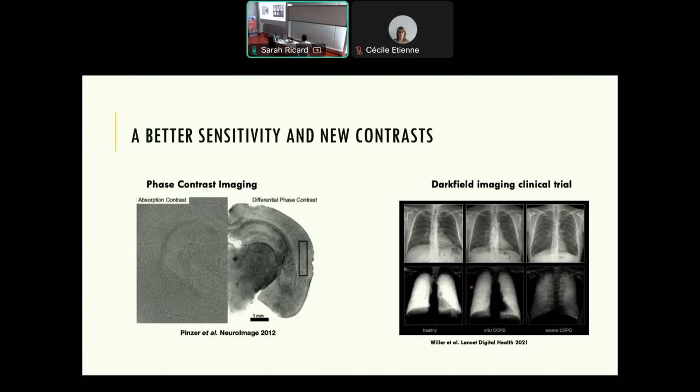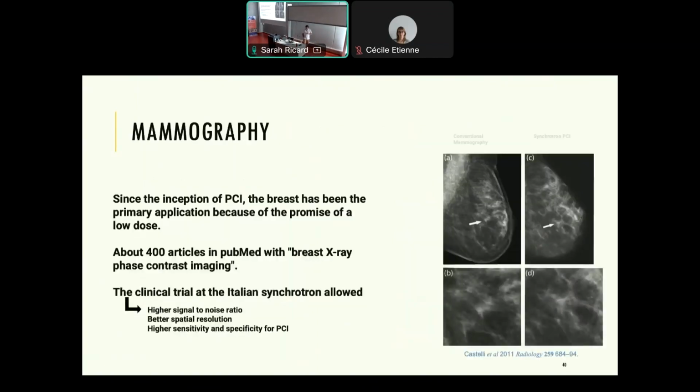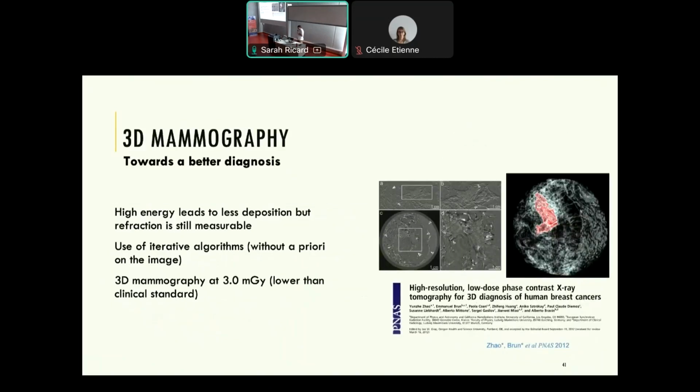So the first real application of phase contrast was on mammography because of the promise of going to lower radiation dose. And there was a clinical trial at the Italian synchrotron that showed that phase contrast imaging, even in radiography, enhances the signal-to-noise ratio, has a better spatial resolution and a higher sensitivity and specificity in general. And this was published in the early 2010s. And since then, a lot of studies have shown their interest.